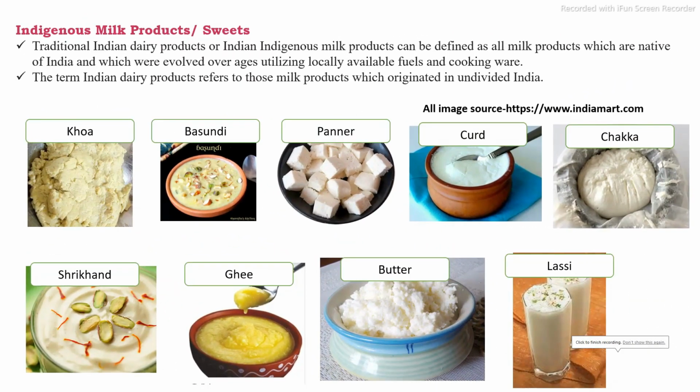Indigenous milk products, that means traditional dairy products in India, are native to India and evolved over the ages utilizing locally available fuel and cooking ware. The main products are khova, basundi, paneer, curd, chakka, srikhand, ghee, desi butter and lassi. These are the main indigenous dairy products.